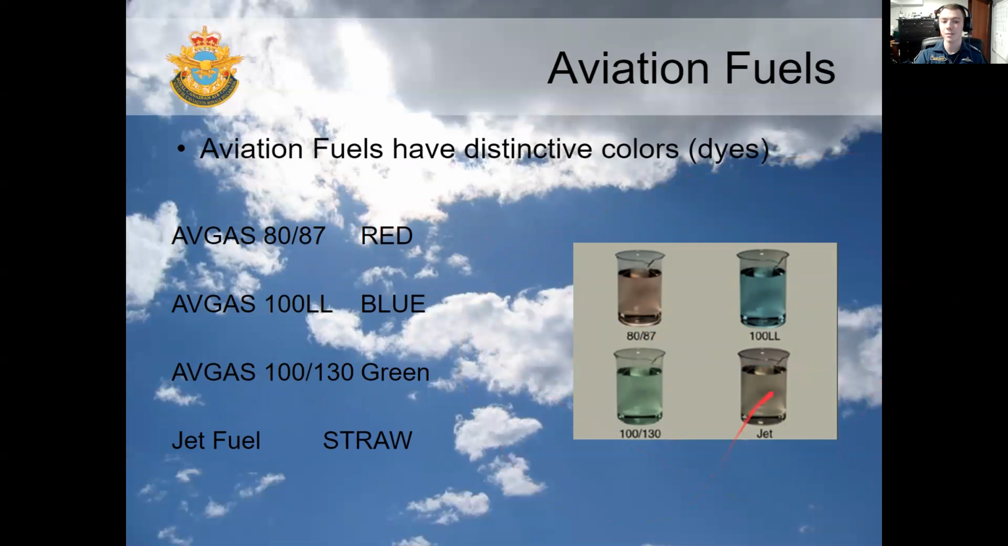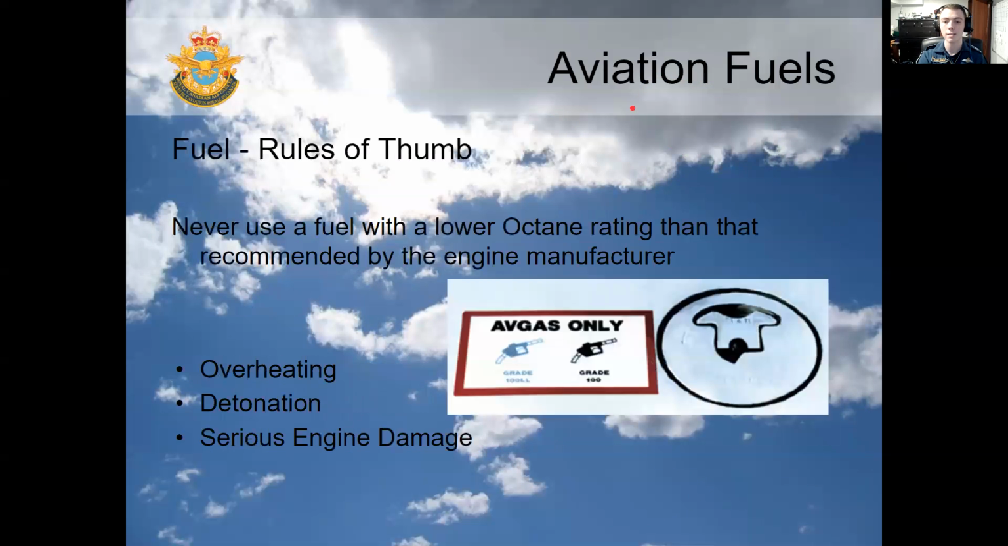Here are the different colors. So you can see there's a few different types of avgas that are colored differently. And then we've got jet fuel as well, which is this straw colored, this yellow. Cessnas generally use this 100 low lead. That's what the LL is. And they contain non-reactive dyes, so the dyes aren't going to interfere with the fuel or anything like that.